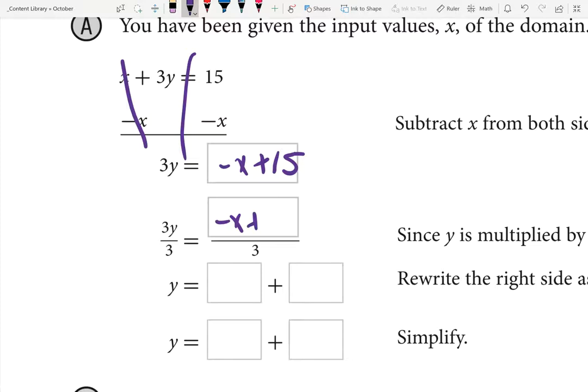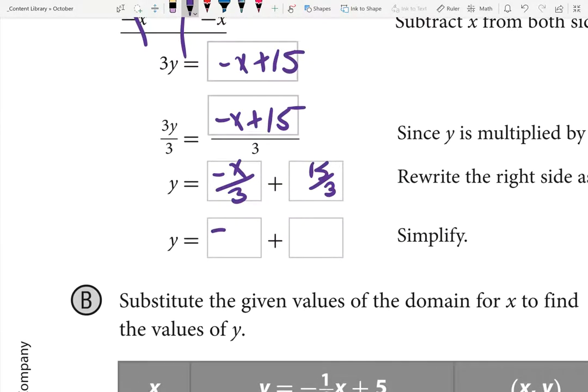So we have to divide the other side by 3 as well. So we'll have negative x divided by 3, and we're going to have 15 divided by 3. And this simplifies to just negative x divided by 3 plus 5.